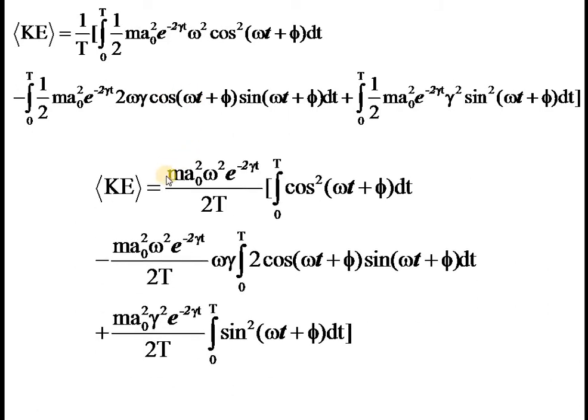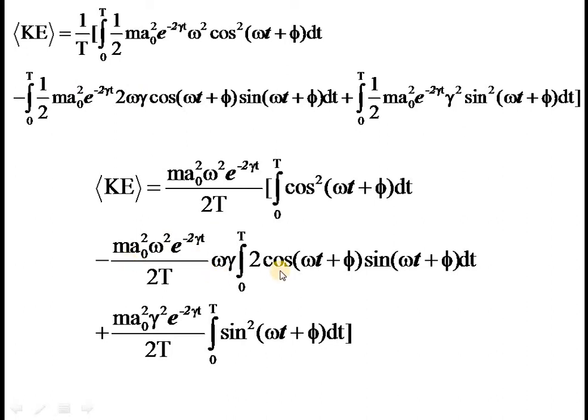First, we will integrate the first term. Here we have already assumed that gamma is very small, so e raised to minus 2 gamma t will be almost equal to 1. So that is taken as a constant, and we took it outside. All these factors were taken outside. Only cos squared (omega t plus phi) remains inside the integral. So in the first term, you have to integrate only cos squared (omega t plus phi). We have a standard formula to integrate it. Secondly, in the second term, these factors are constant.